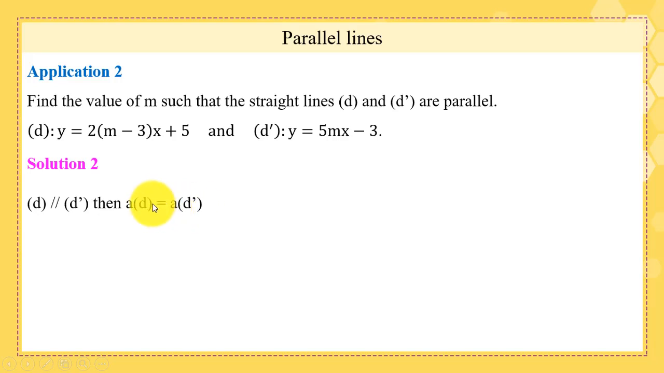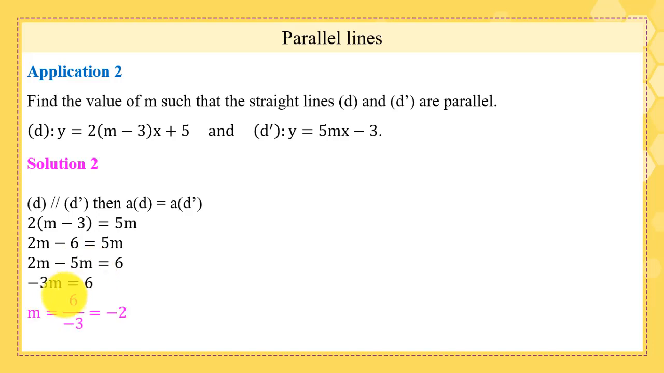The slope of D is equal to 2 into m minus 3. The slope of D prime is equal to 5m. Expand to 2m minus 6 equal to 5m. Isolate m: 2m minus 5m equal to 6. And find m to get m equals 6 over minus 3, which is equal to minus 2.